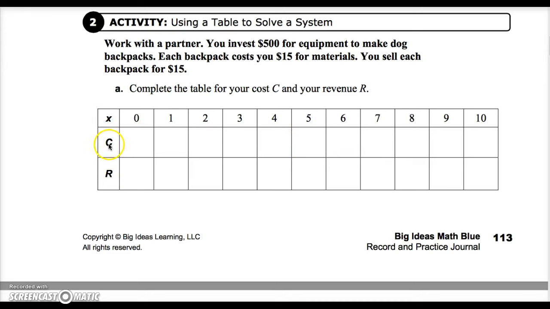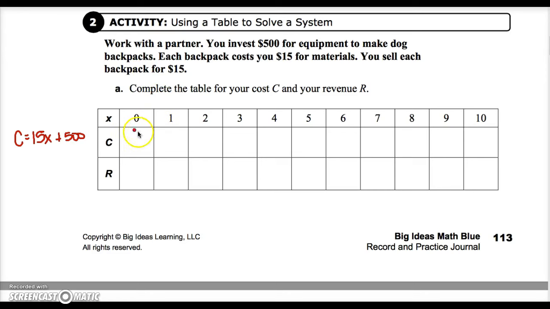So let's think about the cost. Okay, you have an initial $500 that you're spending for the equipment, and then every backpack you make costs you $15 to make it, just in the materials. So to write my equation, I'll just put it right out here to the side. We have the cost is 15x, because it's $15 per backpack, plus the initial $500 that you spent for the equipment.